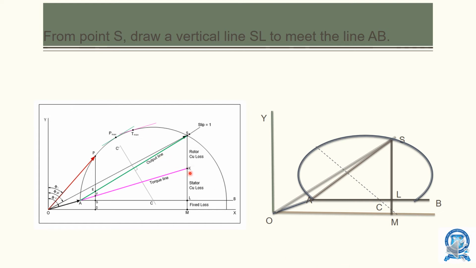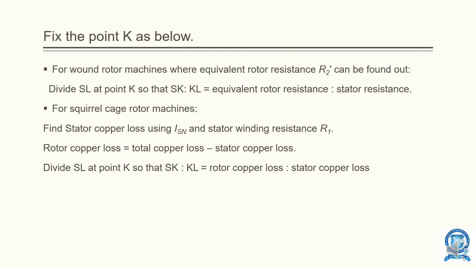In the question, they will be mentioning the rotor copper loss and stator copper loss. If they are equal, you just need to bisect this line. If they have mentioned, for example, that the rotor copper loss is twice that of the stator copper loss, then based on that ratio you need to mark the point K and join this K with respect to A. That is what you are going to do.